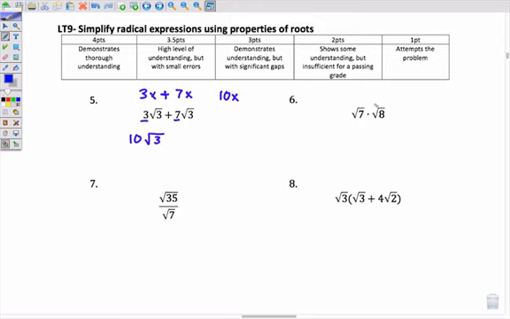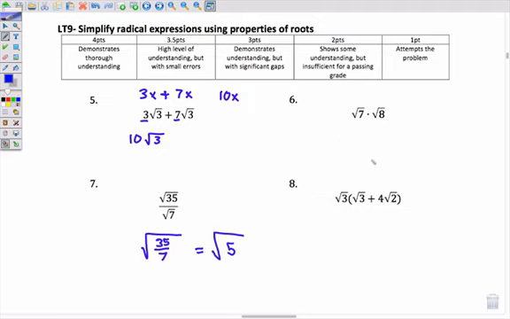I'm going to skip number 6 for just a minute. On number 7, I would rewrite this whole thing under one big radical. 35 divided by 7 is just 5. And square root of 5 is irrational. Don't write down a big long decimal. This is your final answer. And that one went pretty good for the most part.